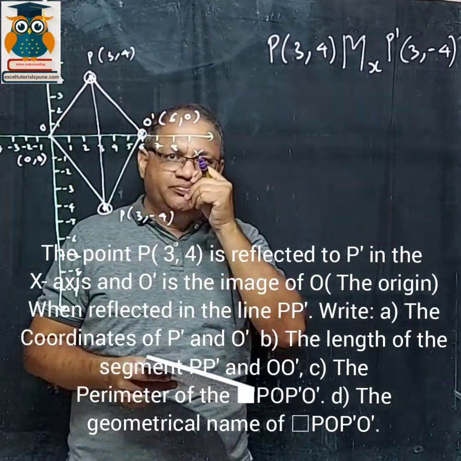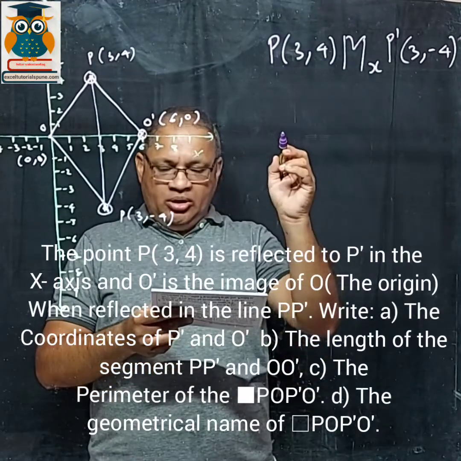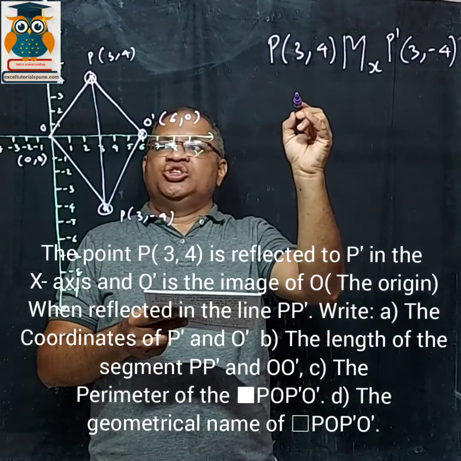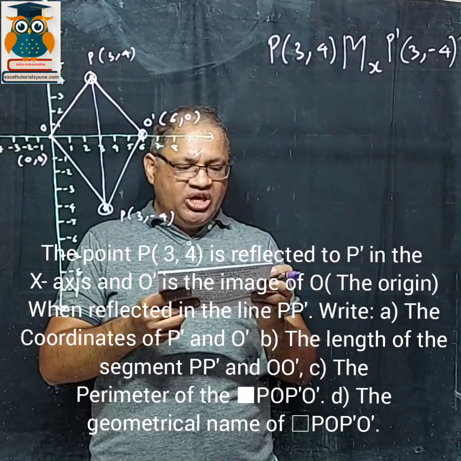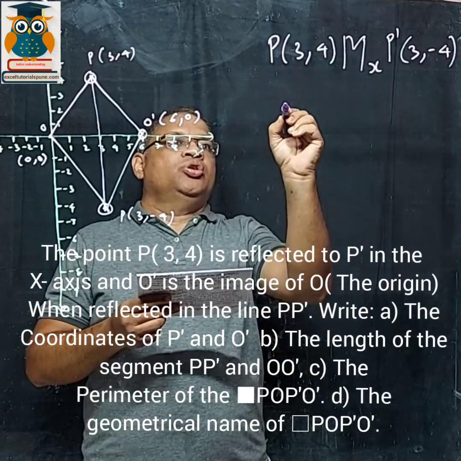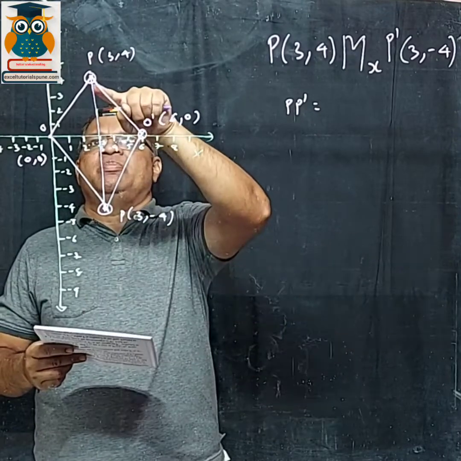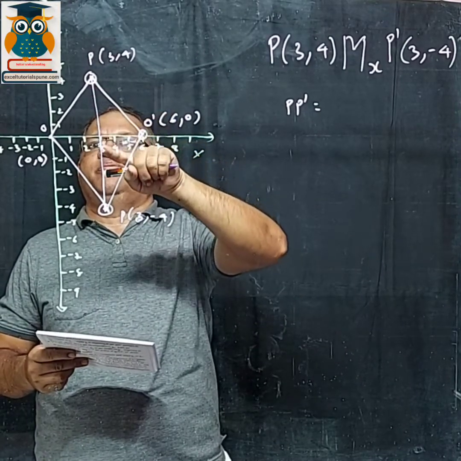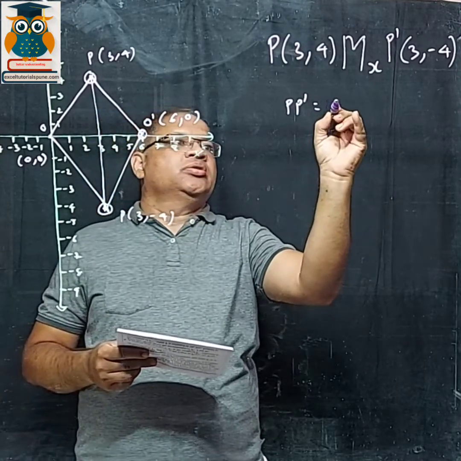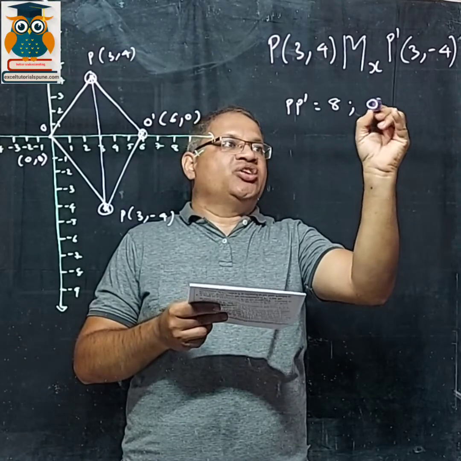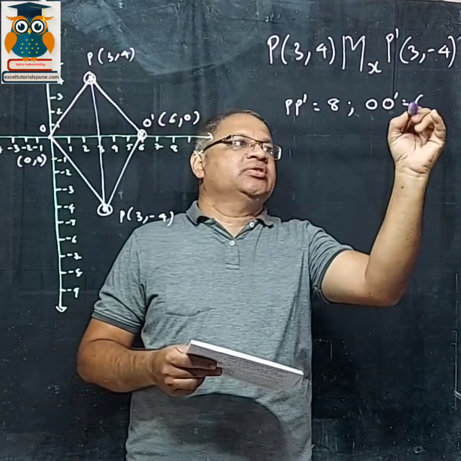See, this is a rhombus. Okay. So coordinates of P dash and Q dash we've got. Then length of segment PP dash. So PP dash, the length is, measure the number of boxes: 1, 2, 3, 4, 5, 6, 7, 8. 8 boxes. And QQ dash, number of boxes: 1, 2, 3, 4, 5, 6.